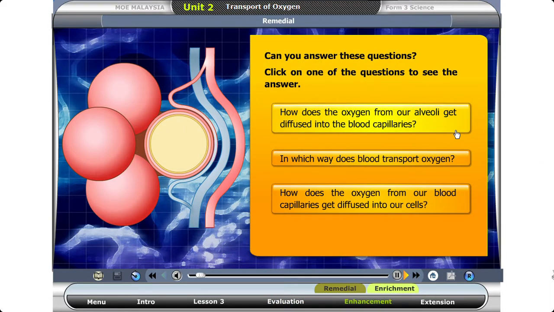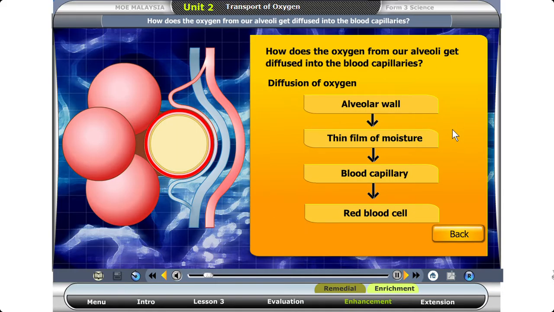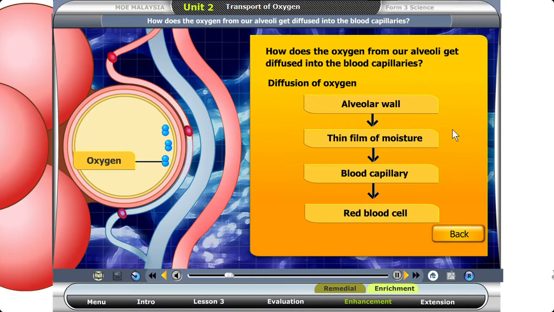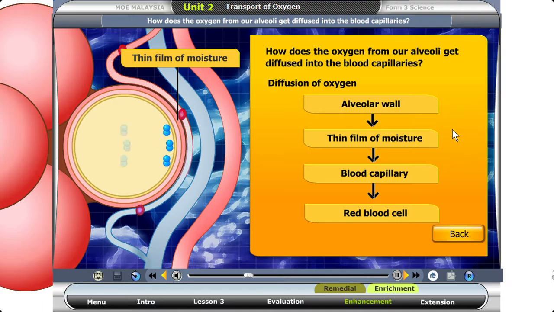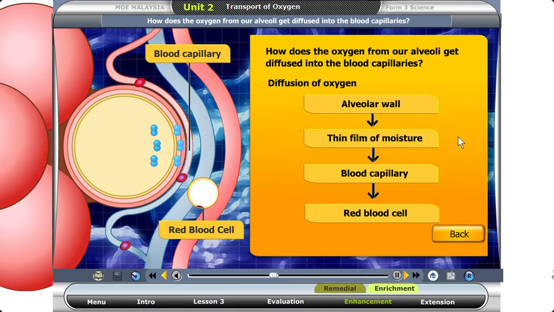Can you answer these questions? How does the oxygen from our alveoli get diffused into the blood capillaries? Once oxygen that we breathe reaches the alveoli in our lungs, the oxygen is diffused through the thin alveolar wall. A thin film of moisture around the alveoli also helps to diffuse oxygen more efficiently. Within these capillaries, the oxygen goes into the red blood cells.